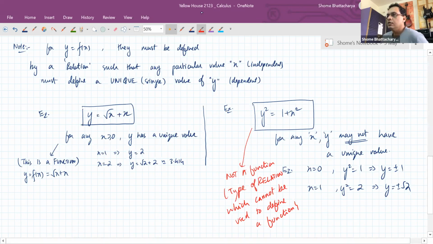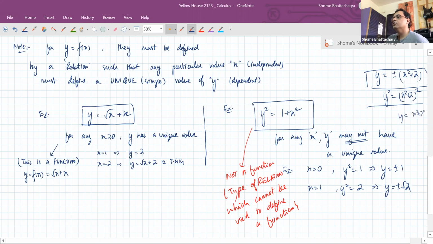So whenever y is of degree 2, it is not a function. That's one way of saying it, that if y has a degree of 2, it's not a function. But another way of saying it would be, if I were to define y as plus or minus of x square plus 2, then this is not a function, because this is the solution of the relation y square is equal to (x square plus 2) whole square. But if I took just y as x square plus 2, this is a function, but the plus or minus one is not a function.